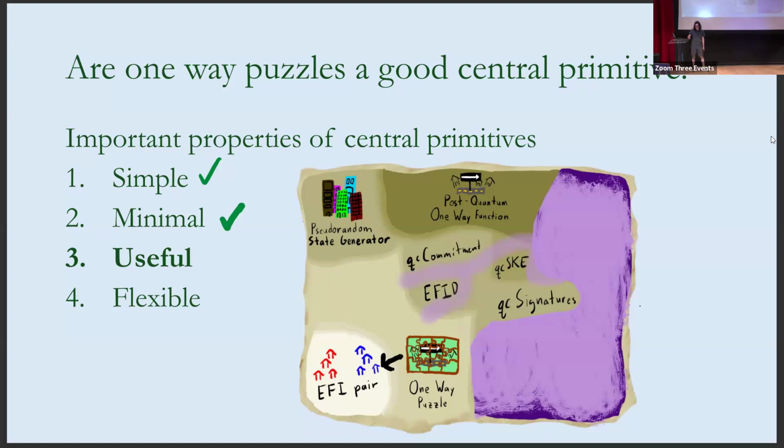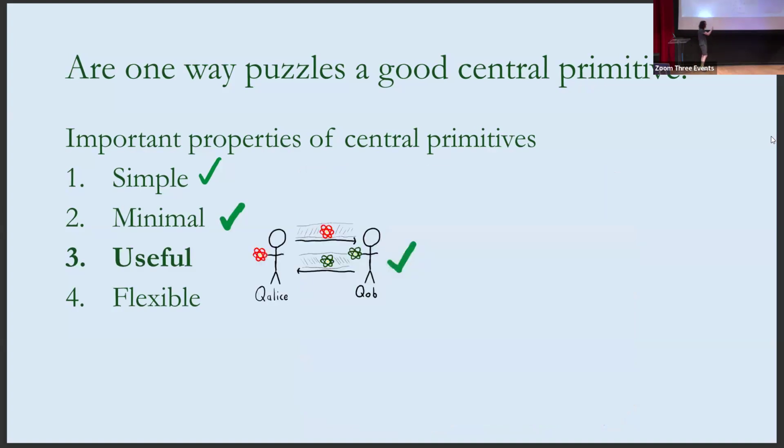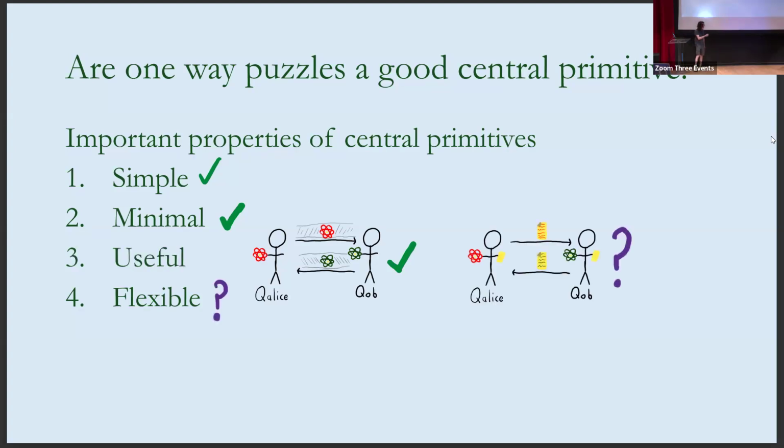That's amazing. But there's something slightly unsatisfying here, which is that EFI pairs are a quantum output primitive. And if we wanted to say that one-way puzzles are a central primitive for QC cryptography, we would really like to be able to build a classical communication primitive from a one-way puzzle. And so prior to this work, at least, this question is open. And finally, we might wonder whether one-way puzzles are flexible. And since one-way puzzles are very new, not much has been studied about that for this work.